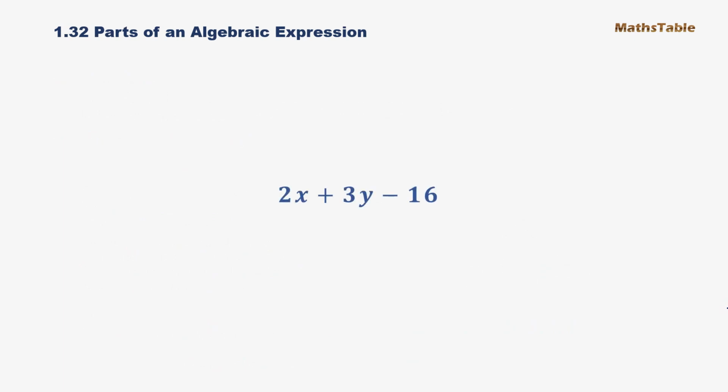Suppose that we have another expression just like before, like 2x + 3y - 16. Now we can study the individual parts of an algebraic expression one by one. First, let's start with the last number, 16. This number has a fixed value. 16 will always remain 16. As this value is fixed, we call this number a constant, because 16 can never become 14 or 13 and so on. It will have a fixed value. That's why it's called constant.